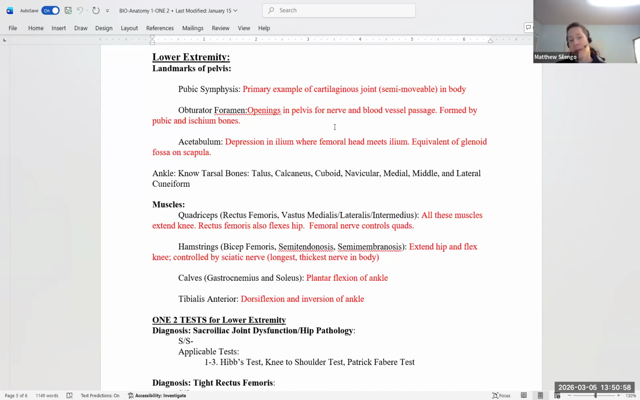Cartilaginous joints are kind of in the middle. They're semi-movable. They're not really freely movable, but there's a little bit of give, a little bit of flexibility. So, for example, during childbirth, that pubic symphysis becomes a little bit more flexible to allow for delivery of the baby. So you want to know that the pubic symphysis is pretty much the primary example of what we call a cartilaginous joint in the body. And again, the idea is it's semi-movable, not freely movable like a synovial joint, but with more flexibility than something like a suture in the skull.